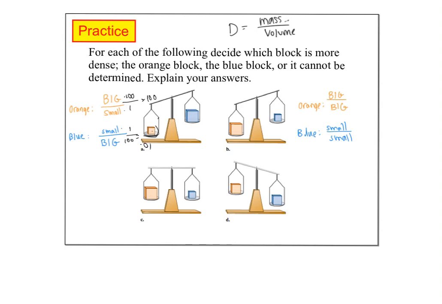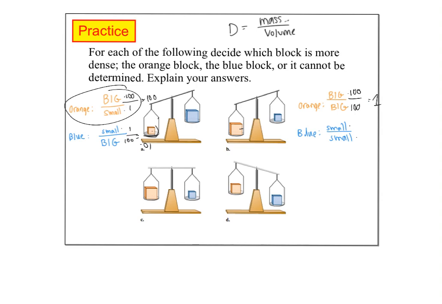I clearly see that the bigger number is going to be the orange block. It has a bigger density because it has a big mass over a small volume. I did the same thing on this guy. The big mass, the heavier one, is the orange, so big and then small for blue. And on the bottom of my equation, I have a big box for orange and a small box for blue. Well, if I take a big number like 100 divided by another big number, I get 1.